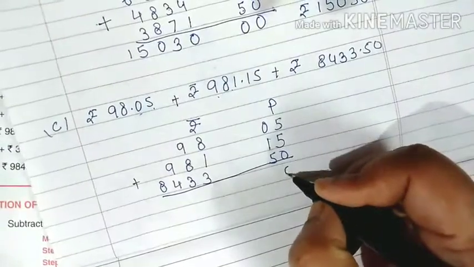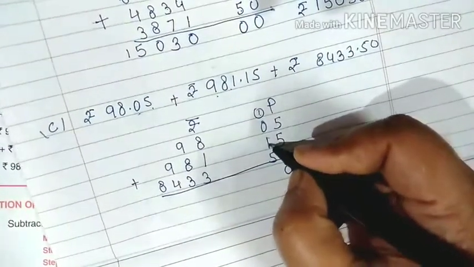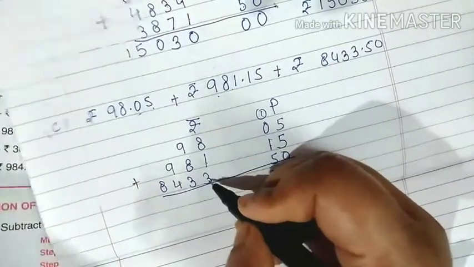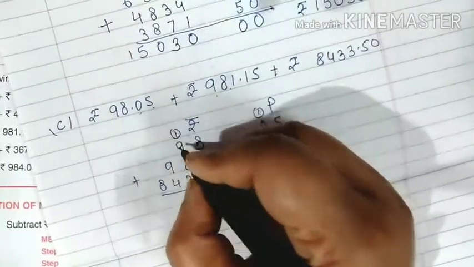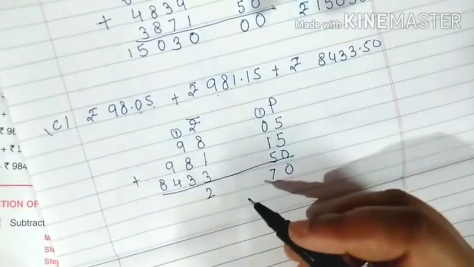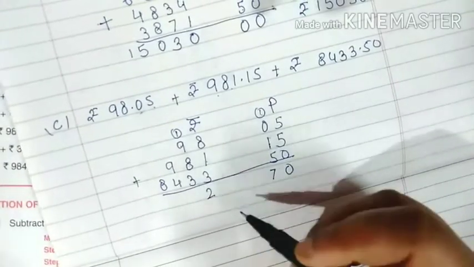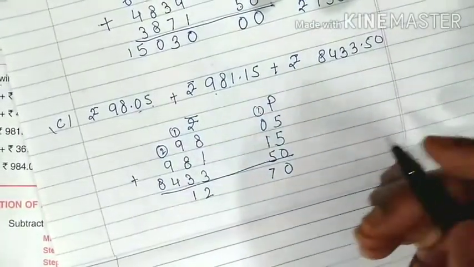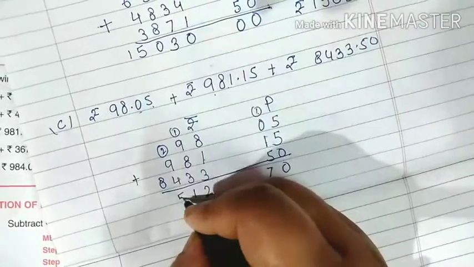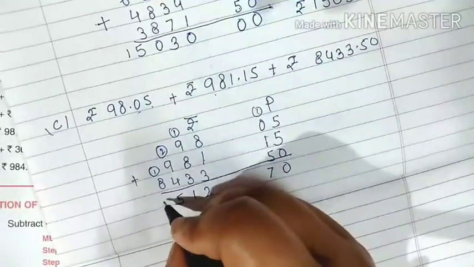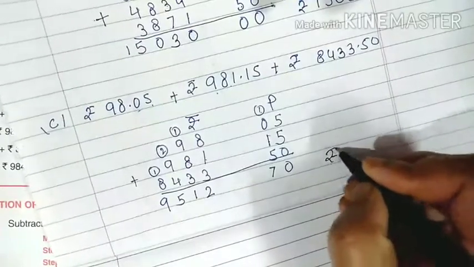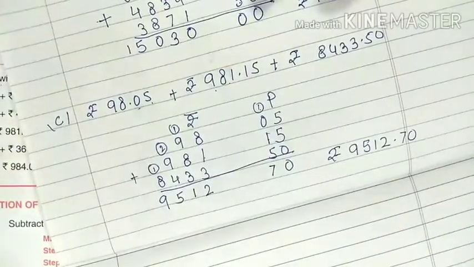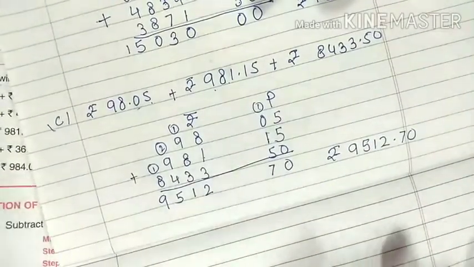5 plus 5, 10. 1 carry. 1 plus 1, 2. 2 plus 5, 7. 8 plus 1, 9. 9 plus 3, 12. 1 carry. 9 plus 1, 10. 10 plus 8, 18. 18 plus 3, 21. 1, 2 carry. 9 plus 2, 11. 11 plus 4, 15. 1, 8 plus 1, 9. So what will be your answer? Rupees 9512.70. That is 9,512. Are you able to understand?